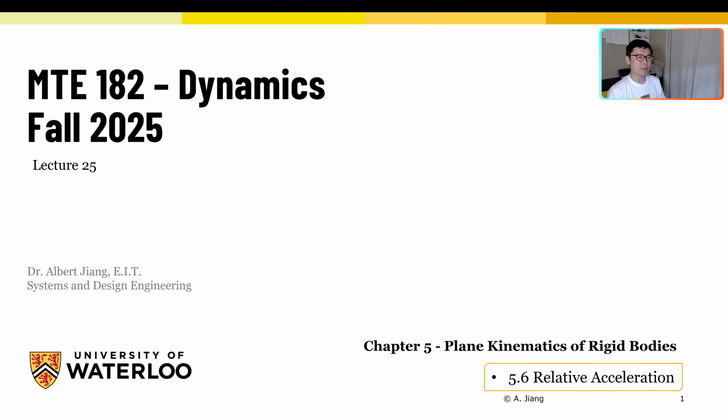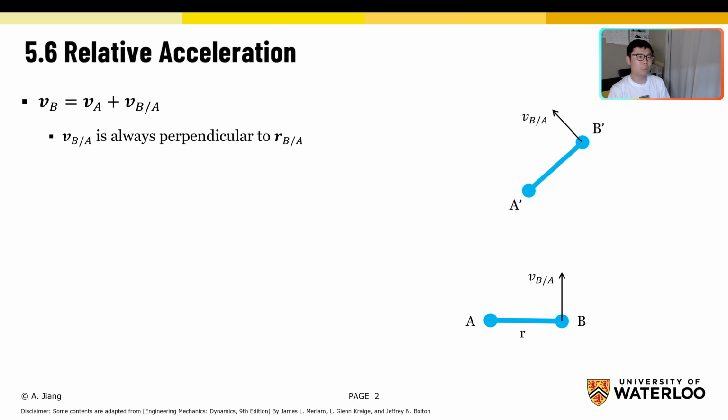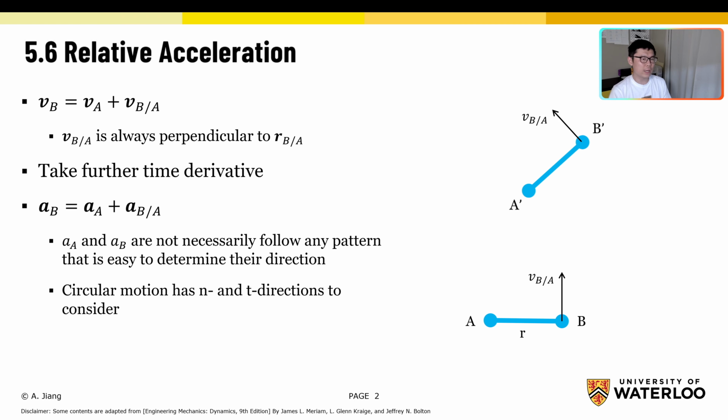After relative velocity of rigid body, in this video, we will explore relative acceleration. When we were dealing with relative velocity, we have equations like VB equals VA plus VB relative to A, where VB relative to A is always perpendicular to RB relative to A. From relative velocity, we can take a further step to get relative acceleration by taking the derivative.